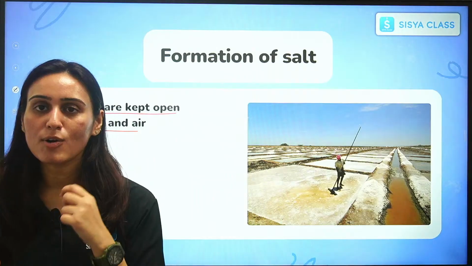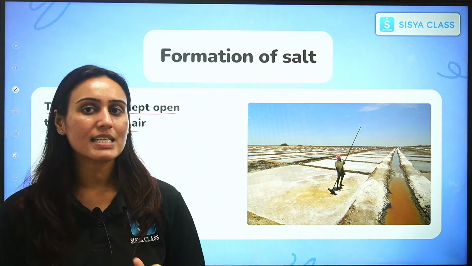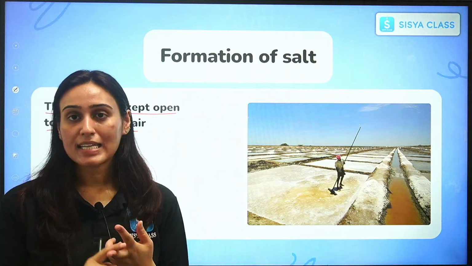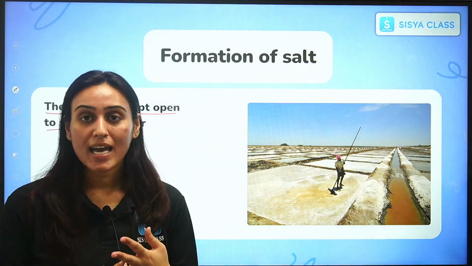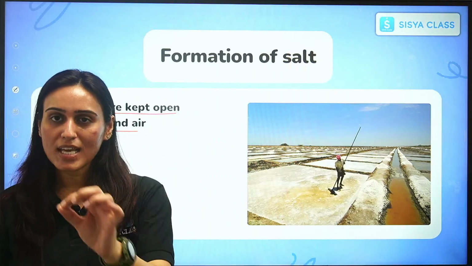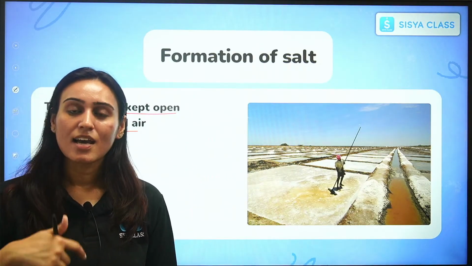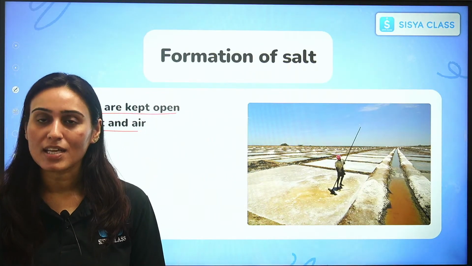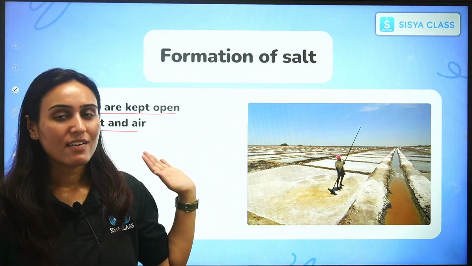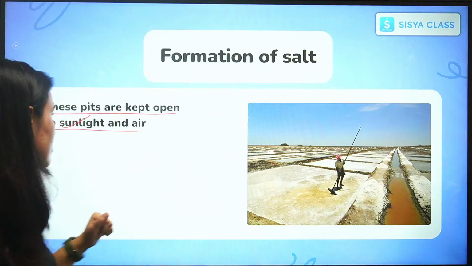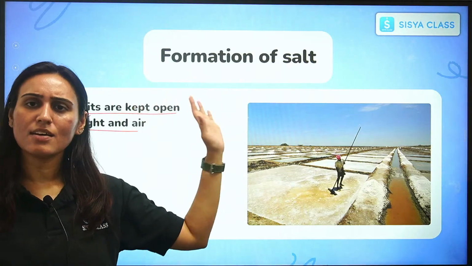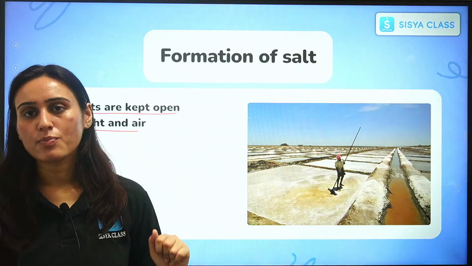So if you talk about the ways by which you can increase the rate of evaporation, you can increase the surface area, you can increase the temperature, you can allow the wind to blow through that water. All of these parameters will increase the rate of evaporation and you can easily separate out your salt from the seawater. We have done just that. Okay, so these pits are kept open to sunlight and air and we are allowing the water to evaporate. What is left behind, everyone?